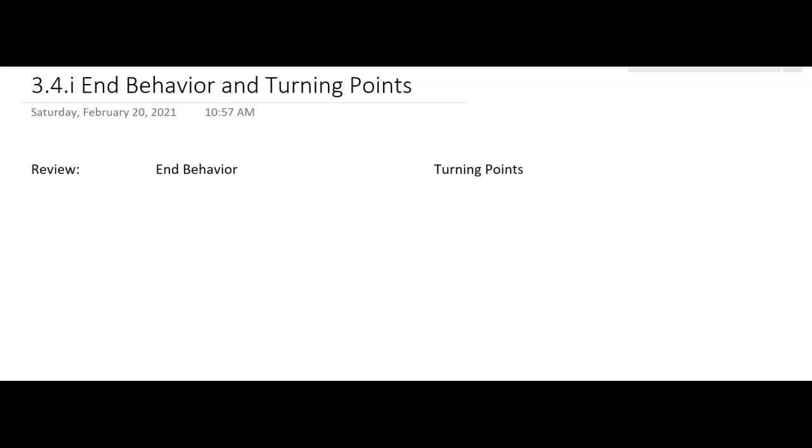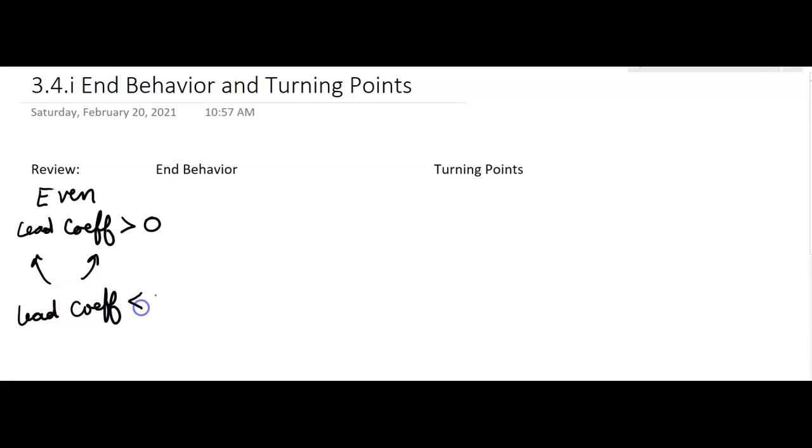So this is just kind of a review of end behavior and turning points. Remember, if you have an even polynomial function and the leading coefficient is positive, then it's going to go up to the left and up to the right. If the leading coefficient is negative, then you're going to go down to the left and down to the right.